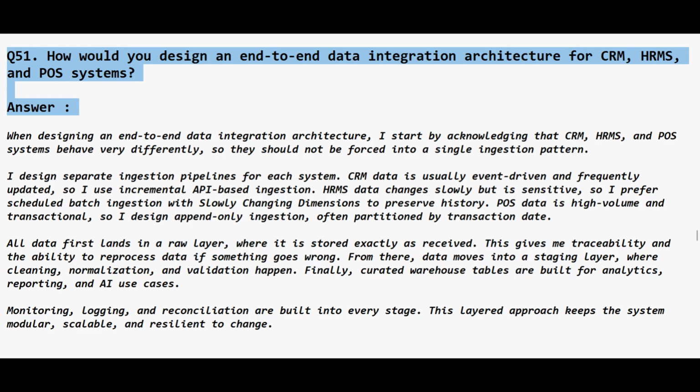All data first lands in a raw layer, where it is stored exactly as received. This gives me traceability and the ability to reprocess data if something goes wrong. From there, data moves into a staging layer, where cleaning, normalization, and validation happen. Finally, curated warehouse tables are built for analytics, reporting, and AI use cases. Monitoring, logging, and reconciliation are built into every stage. This layered approach keeps the system modular, scalable, and resilient to change.